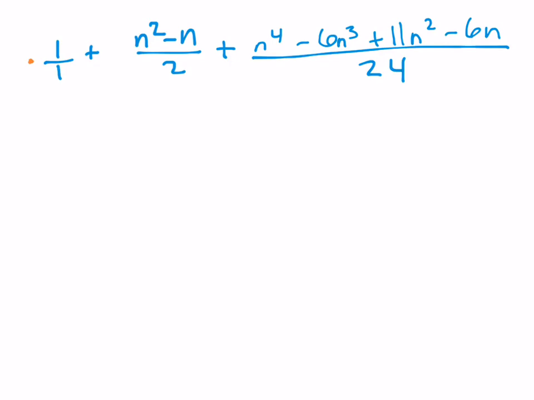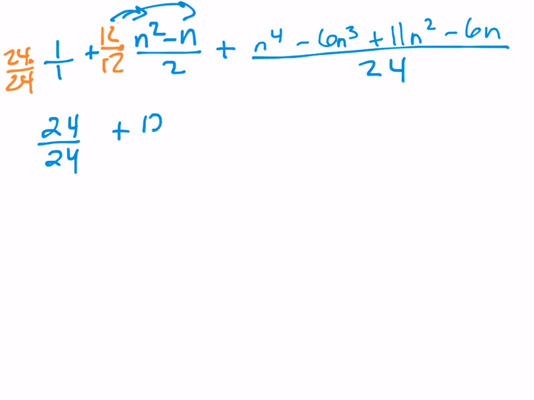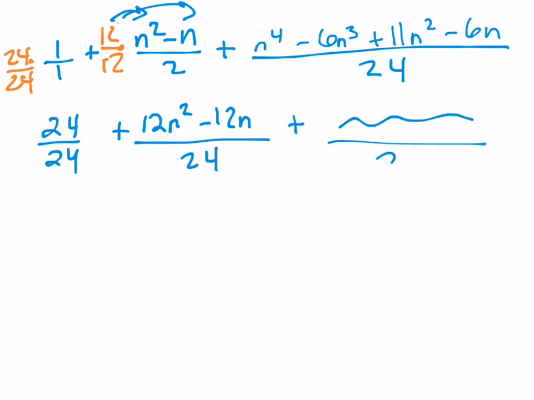So I'm going to multiply this first fraction 1 by 24 over 24. And I'll multiply the second one by 12 over 12. And then the third one already has the denominator that we want. So that's going to be 24 over 24 plus, and then the 12 needs to be distributed. So this would be 12n squared minus 12n, and that's over 24, and then plus all of this stuff. Okay, so combining into one big fraction, and I think I'll add like terms while I'm at it too. Okay, so all of the numerators will get added.